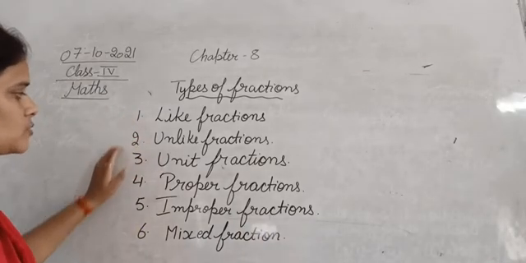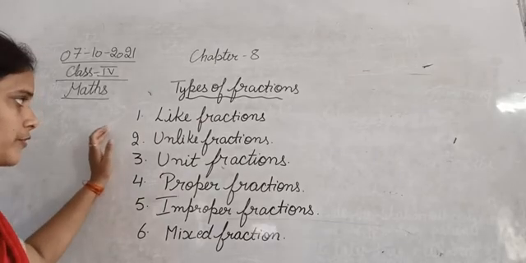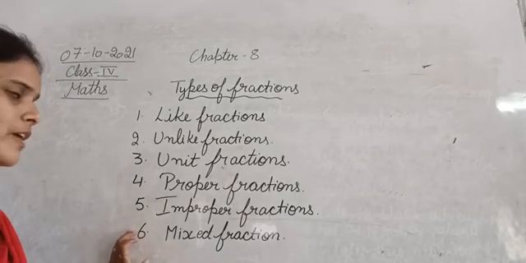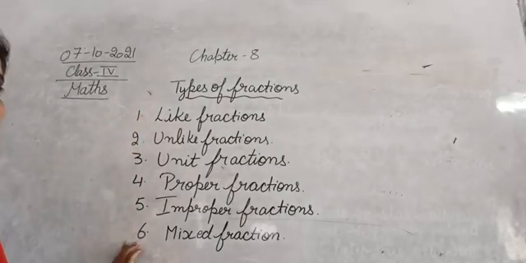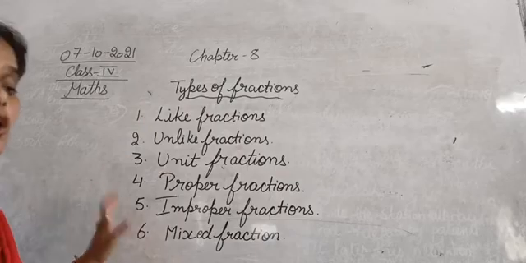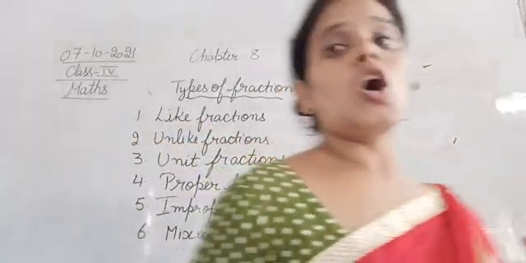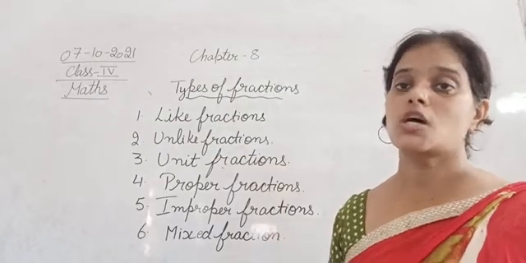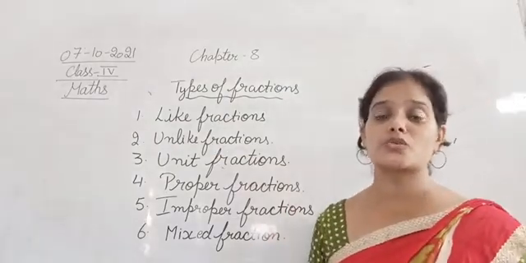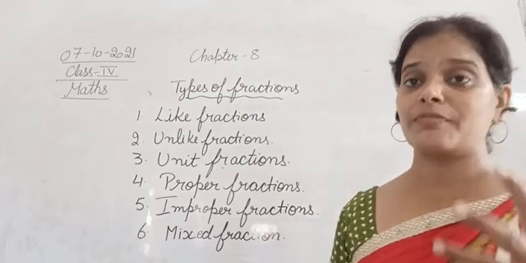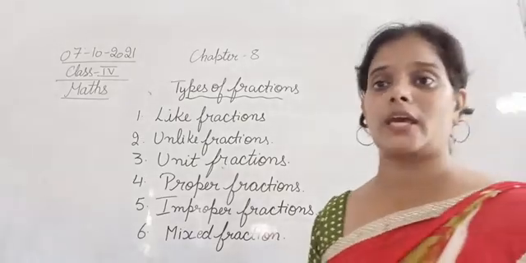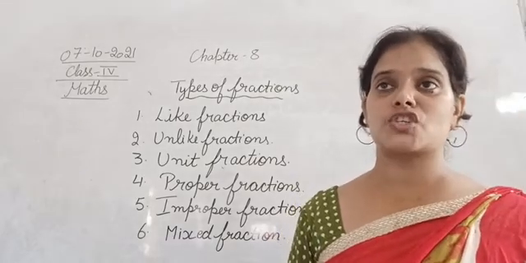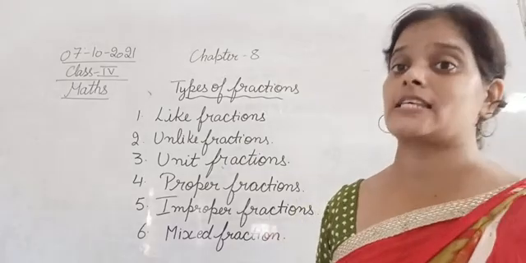So these are the names of different kinds of fractions: like fractions, unlike fractions, unit fractions, proper fractions, improper fractions and mixed fractions. So why are such names given to these fractions? According to their function, according to what they are like, why they are. They have some unique features, so they have been given such names according to their features. Why would we call a fraction like, unlike, unit, proper, improper and mixed? That is because of their features. I'll elaborate that in the next session.